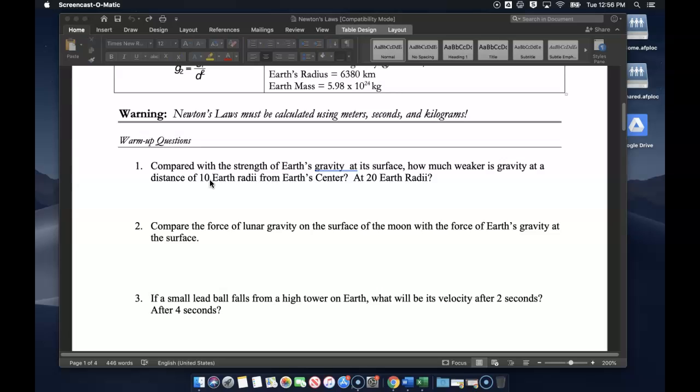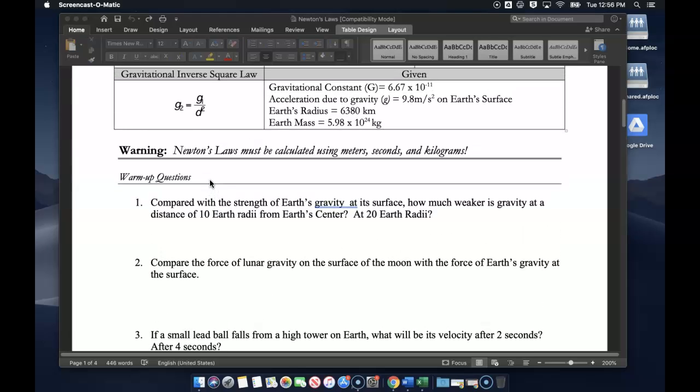For this, we are going to deal with G1 over D² equals G2. This indicates gravity at the Earth's surface, or gravity at some distance, and the new gravity at that new distance. So for this, we're just going to use 1 as a placeholder. It's equal to 1G, or 1 Earth's gravity. And by dividing by a radius, or a distance in this case, we're going to be able to determine what the value of G2 would be.